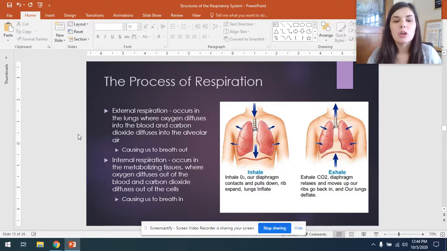Internal respiration occurs when you are metabolizing tissues, where oxygen is being diffused into the blood and carbon dioxide is being diffused out of the cells, and this is what causes us to breathe in. So during inhalation, or internal respiration, our diaphragm is contracting. It has to pull downward, giving our ribs more room to move downward and our lungs room to inflate so that we can pull air in.